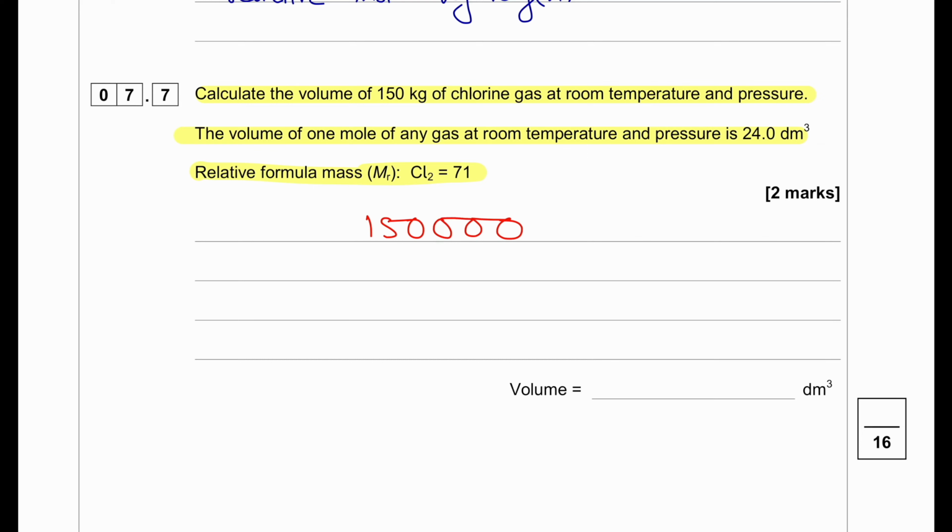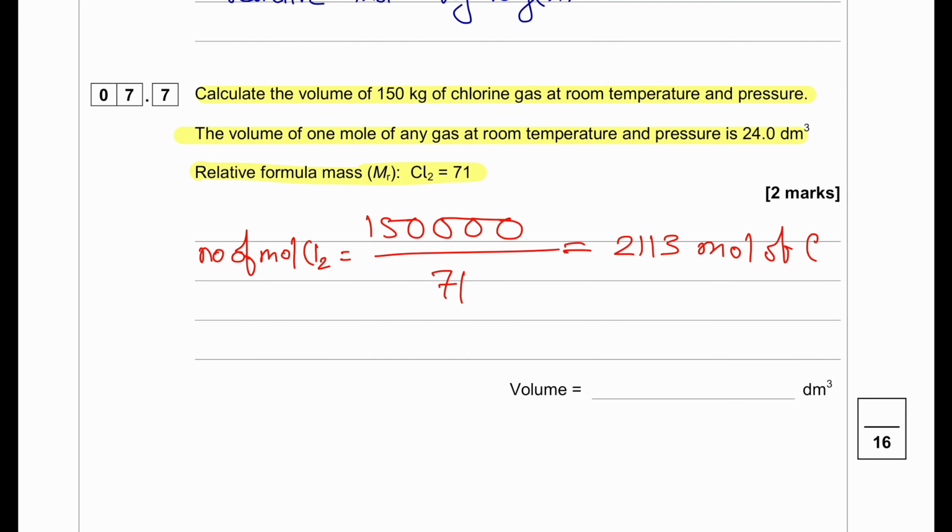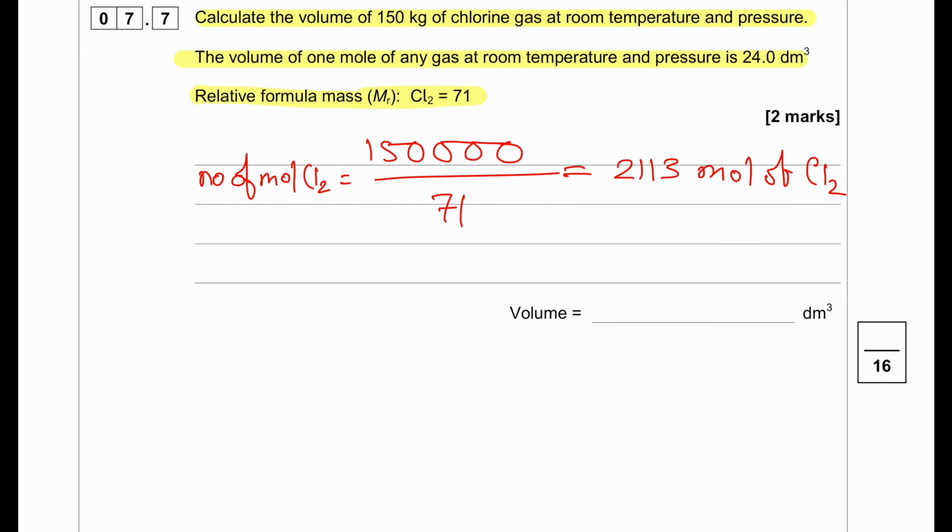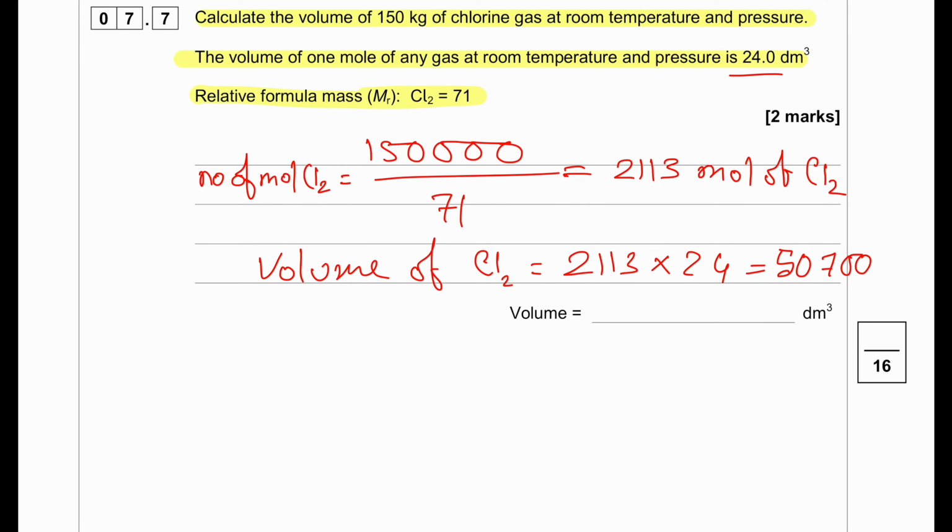So, 150,000, because when we convert the kilogram, it is multiplied by 1000. So, we will find out the number of moles of chlorine. 150,000 divided by 71 gives us 2113 moles of chlorine. Now, since each mole is occupying 24 dm cube, the volume of chlorine will be 2113 times 24, which equals 50700 dm cube.